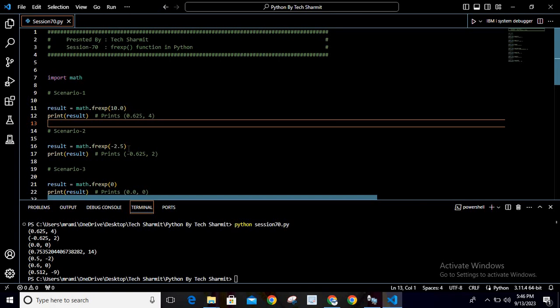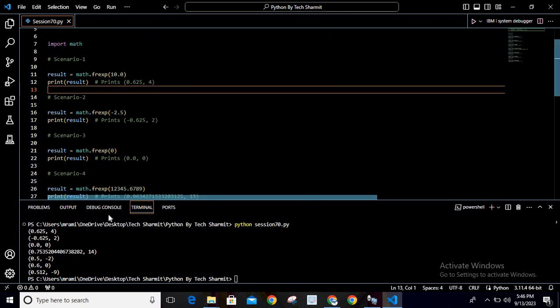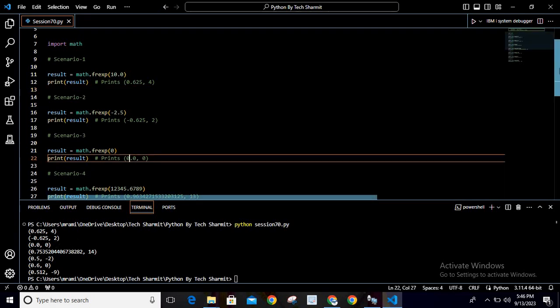Now focus on the second scenario. Here we are passing the value in the same way, but the only difference is that this time we are providing a negative value. So yes, we can also provide a negative value, and here you can see the output it is returning is minus 0.625 and the exponent is 2. Clear?